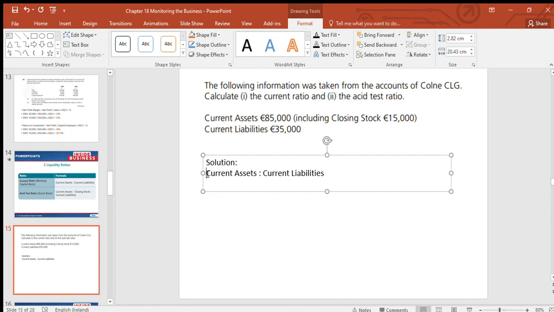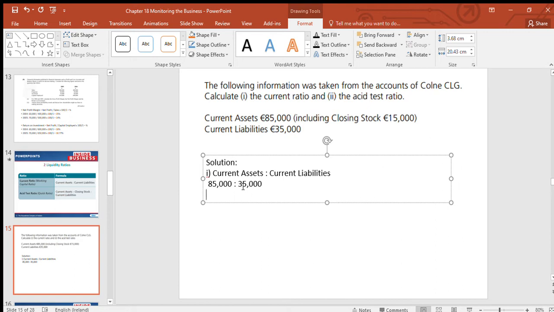So for part 1. Okay, so what are my current assets? My current assets are 85,000. What are my current liabilities? 35,000. So here I have my ratio, 85,000 is to 35,000. That's a big number. That's not shown in its simplest form. You always have to show it in its simplest form. So how do I show it in its simplest form?